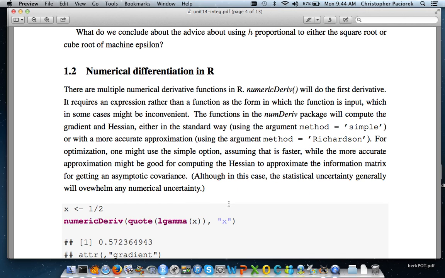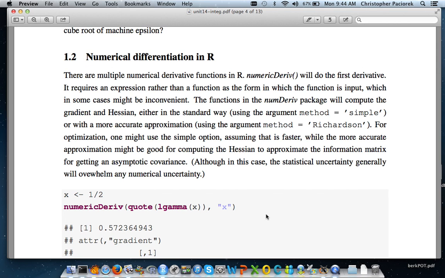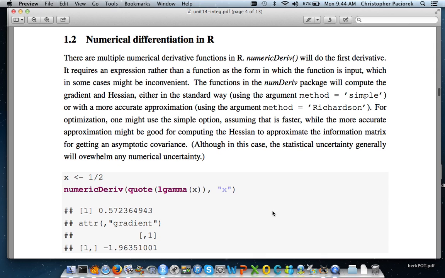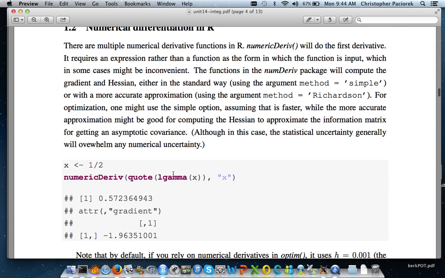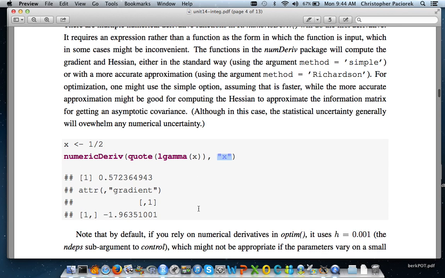Okay, so if you want to do this in R, you could code that up yourself. There's not too much involved in doing that. You can also use the function numericDeriv, which is in the numDeriv package. Basically what you need to do is give it an R expression and then tell it what you are differentiating with respect to. If we did that for this lgamma function, you can see that it gives us an estimate of the derivative that's minus 1.96351001. So a little bit off down here in the 8th decimal place, but essentially as accurate as what we were getting doing it ourselves.